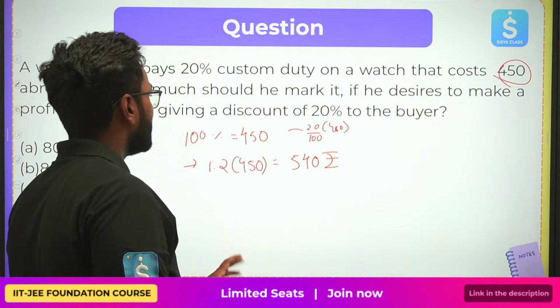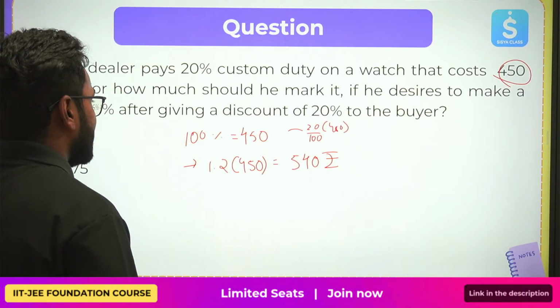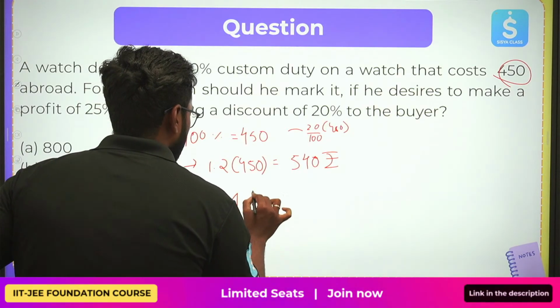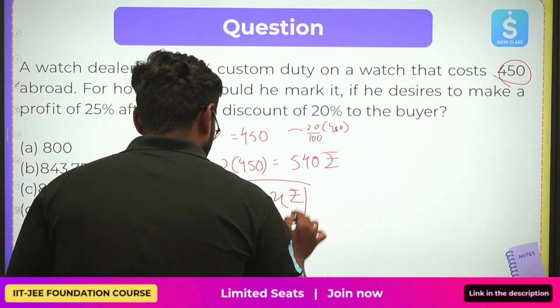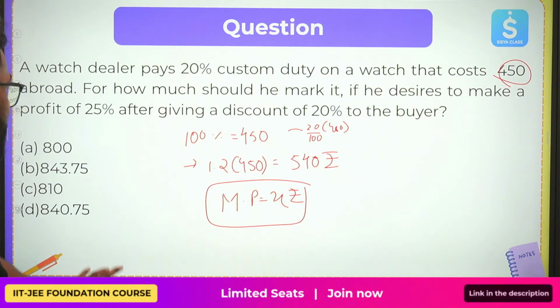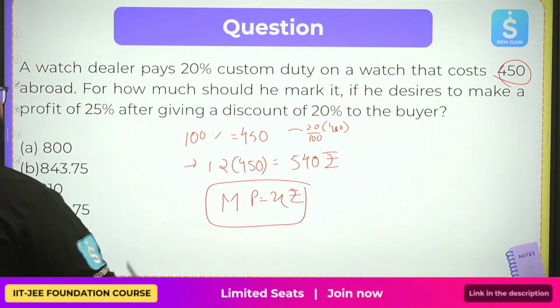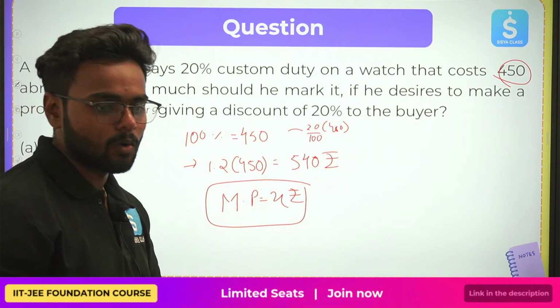So he's paying 540 rupees for this. Let us assume the market price to be some variable. He's paying 20% on the original cost, which is 450, so he's basically paying 540 for the watch.